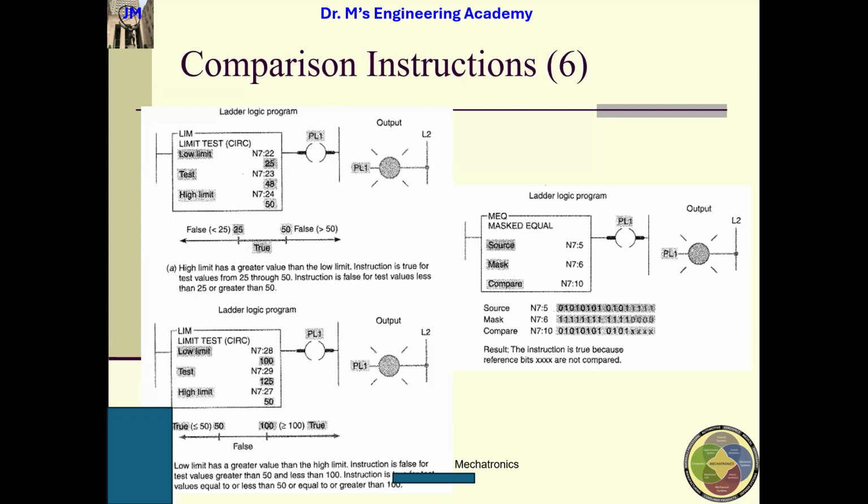Right now, I want you to know that this MEQ is comparing two values bit by bit through a mask. Now you can see, this is a mask. I have 16 bits. The lowest 4 bits are 0. It means that the lowest 4 bits of these two values will not be compared.